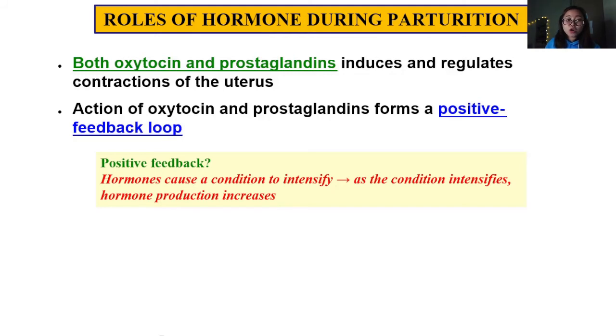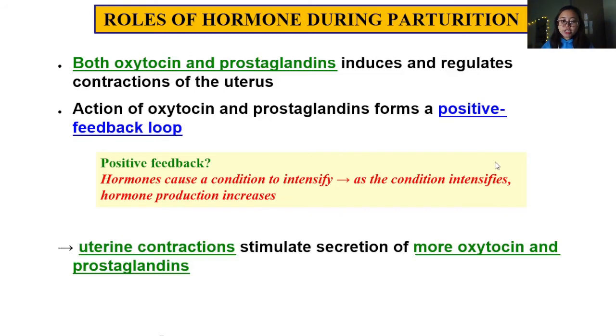Jadi dua hormon ini, oxytocin dengan prostaglandin, dia akan menyebabkan contraction. Okay, rahim itu mengecut, dia mengetat, contract. And oxytocin and prostaglandin plus this contraction forms a positive feedback loop. Positive feedback loop means satu benda meningkat, dia akan menyebabkan benda kedua meningkat. Benda kedua akan menyebabkan benda pertama semakin meningkat, benda pertama semakin meningkat, benda kedua pun meningkat. Jadi meningkat, meningkat, meningkat. That is positive feedback loop.